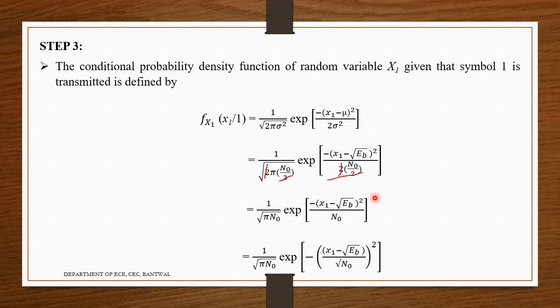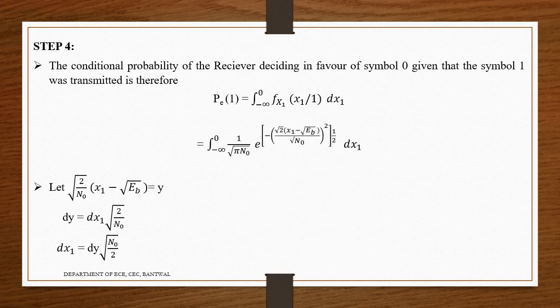Okay, so I am trying to simplify those terms. What I will do, I'll make it a square root of n naught here, and a square root of n naught here, and make it a whole square here: x1 minus square root of EB divided by square root of n naught, the whole square. The same thing, that is the step I have divided here. Okay, this is how we have done. You can see, I'll show why I am making it this way.